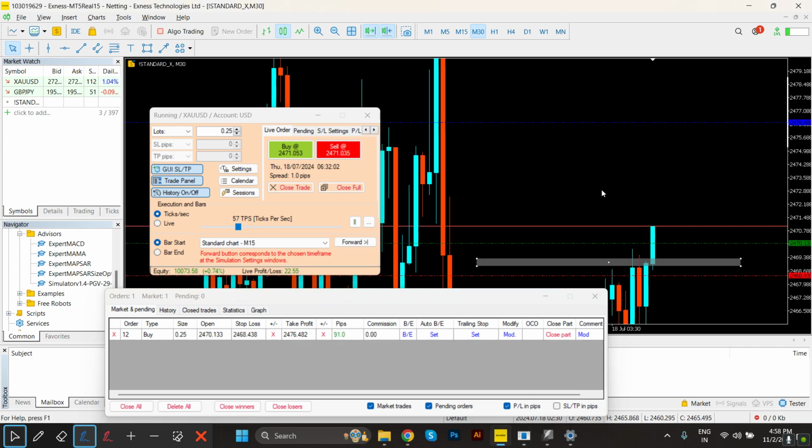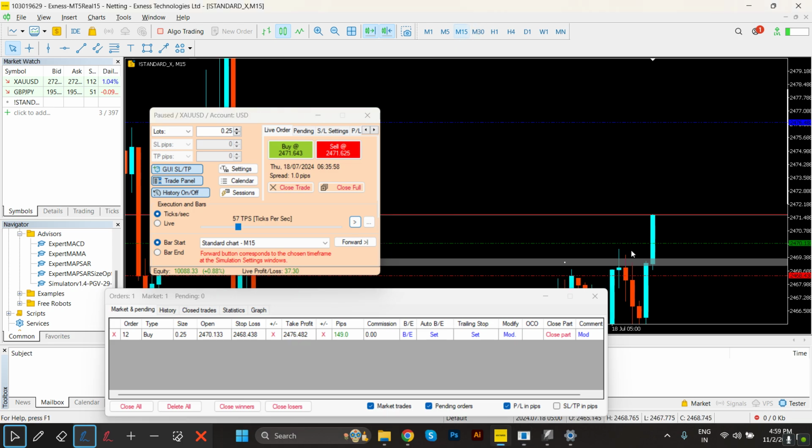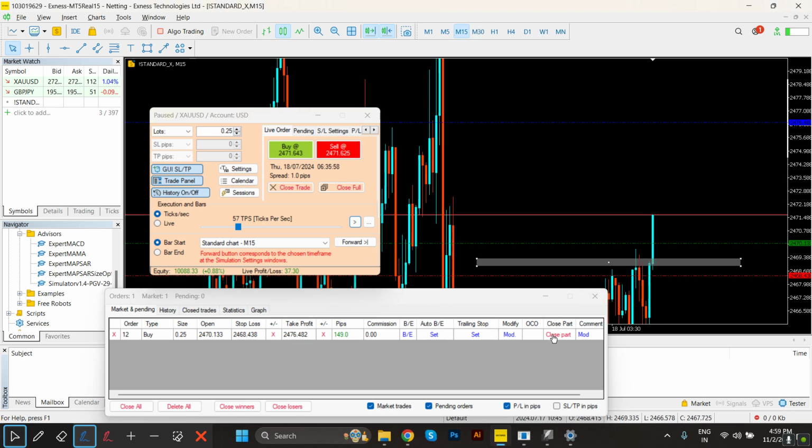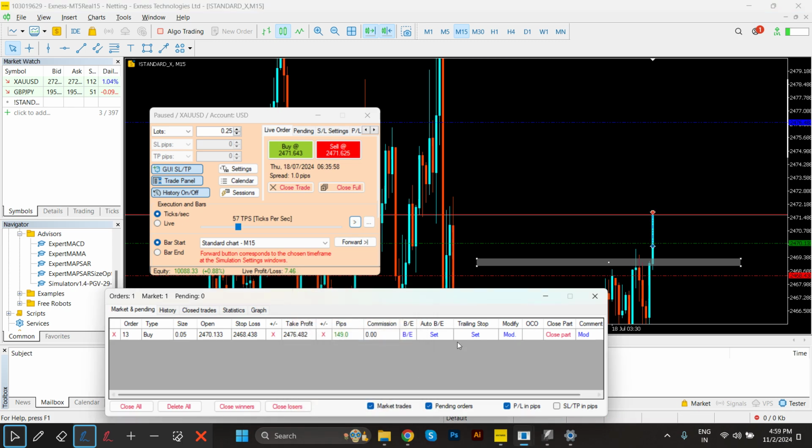Yeah, this is the impulse entry. We should go up like 15-20 pips till at least here, 24.73, and then we will see. 8 pips. Yeah, 15 pips. Good. I think we have to just make sure to close 80% here and break even and let the rest run.